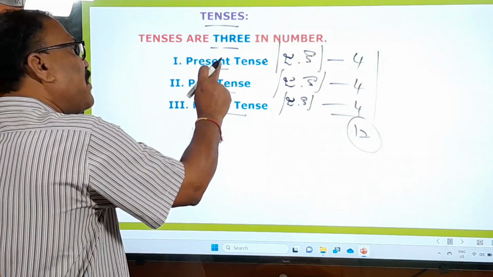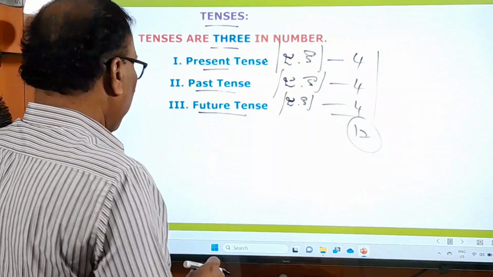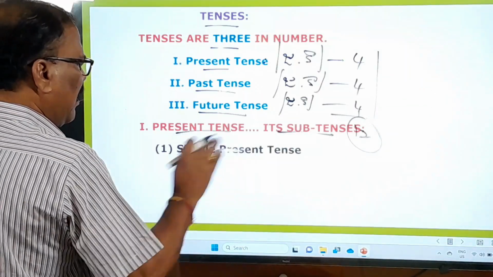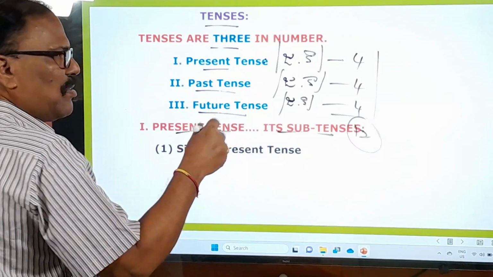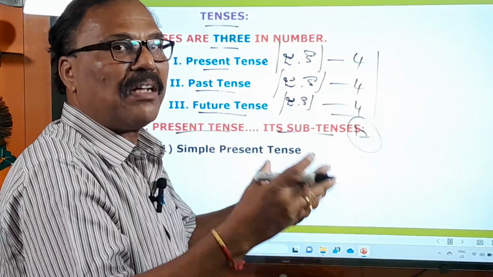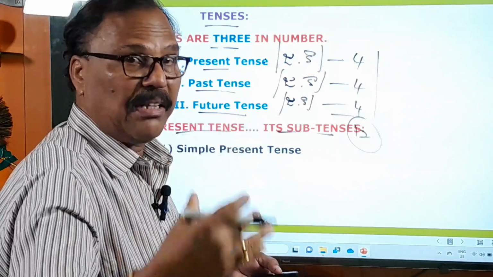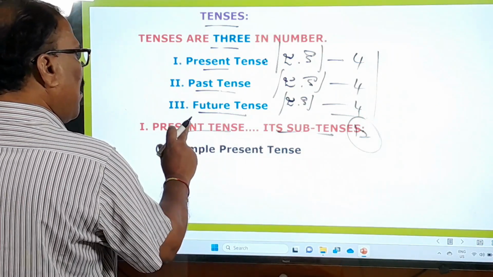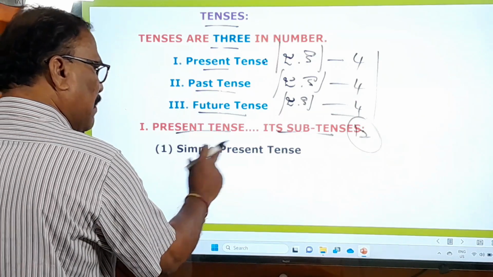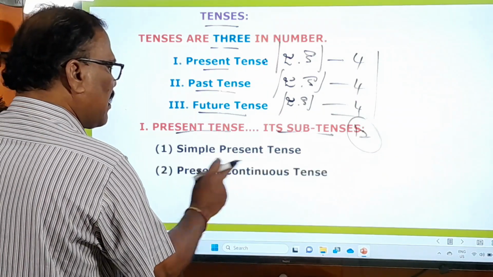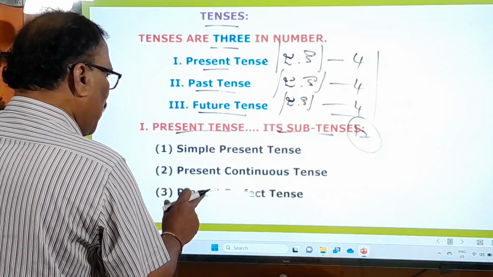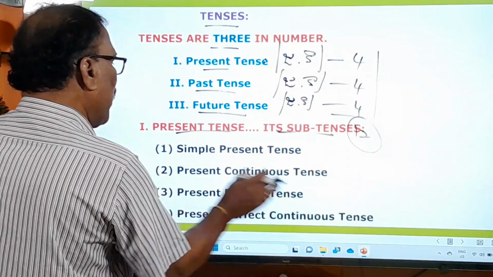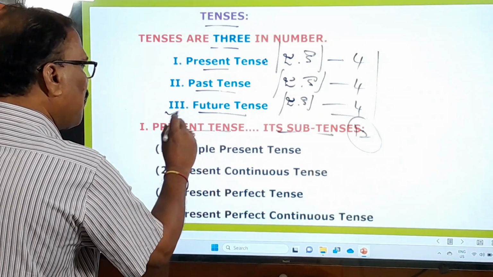And what are the subtenses under present tense? Let us see that. Here I am giving everything on the board, because if I write on the board, it will consume a lot of time and the video becomes very lengthy. That's why I am writing everything here. The first subtense is simple present tense, and then comes present continuous tense, and then present perfect tense and present perfect continuous tense. These are the 4 subtenses under present tense.